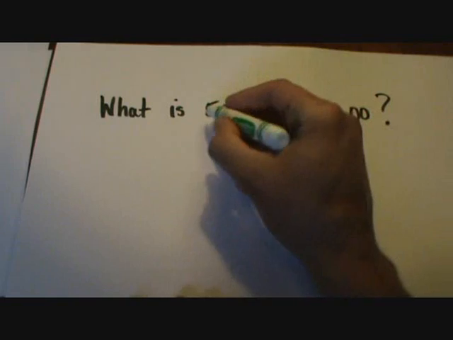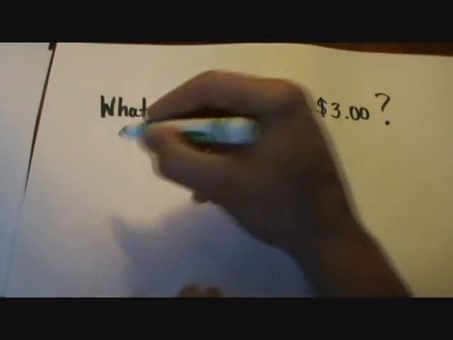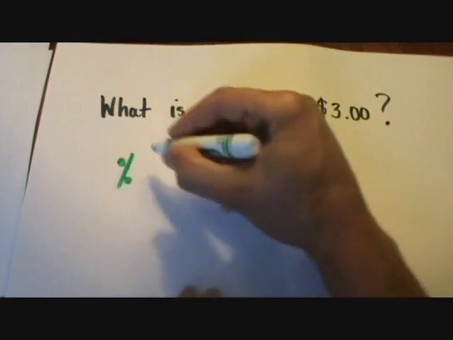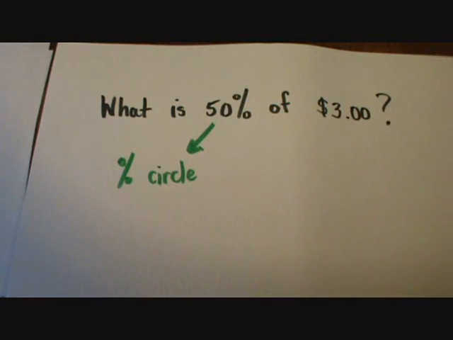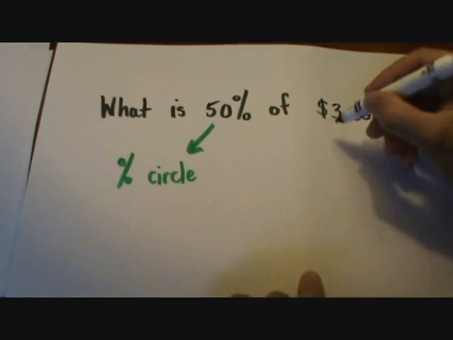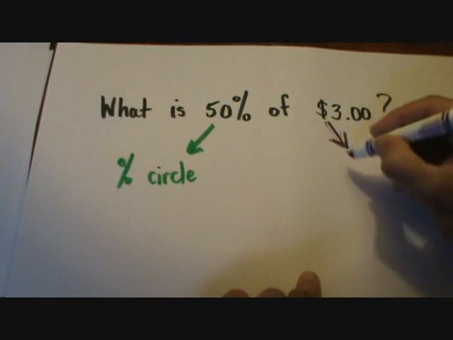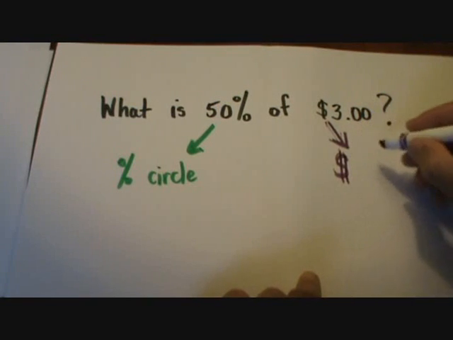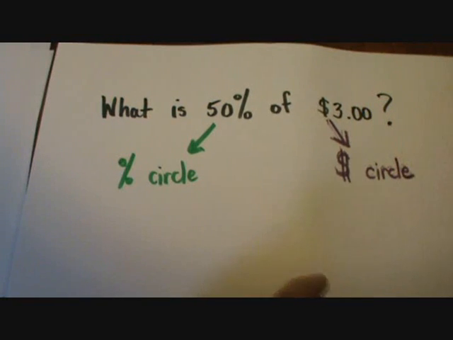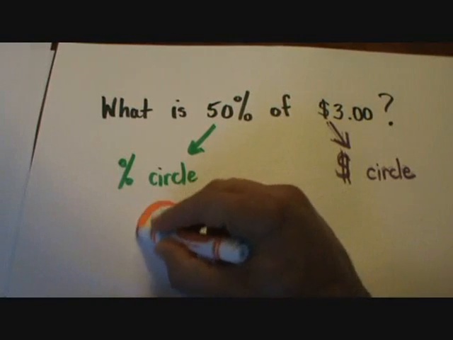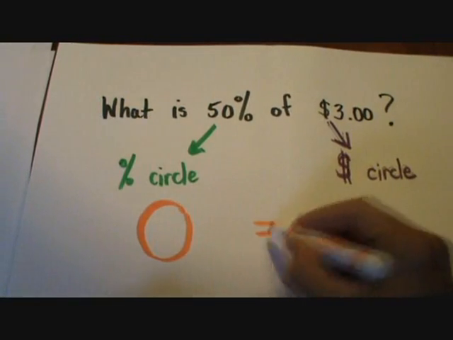What's 50% of $3? Well, in order to do this, we're going to need two one wholes. We need a percent one whole, and we're going to need a money one whole. We're going to represent them with the circles like I said before. So, we've got 100% represented as a circle, and we're going to have $3 represented as a circle. Why? Because we need to understand that 100% of the money is the $3.